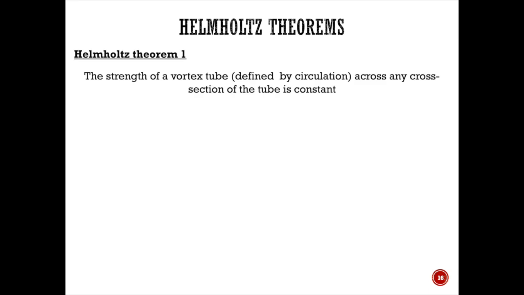The first one is that the strength of the vortex tube or vortex line, defined by circulation across any cross-section of the tube, is constant. Mathematically, what this amounts to is that circulation or vorticity cannot be generated. So if you think about conservation of mass, you have the same divergence, del dot V is 0, but in this case, it's del dot vorticity is 0. All that means is that there's no divergence, which means there's no magic appearance of vorticity in the flow field anywhere, or disappearance for that matter.